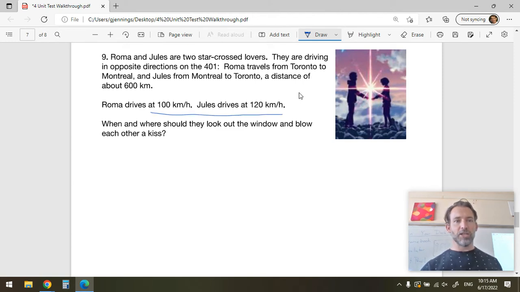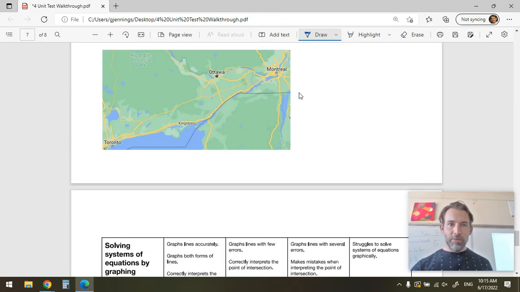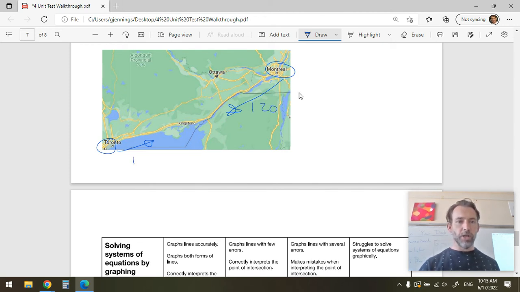They're driving in opposite directions. Jules is coming from Montreal. Roma is coming from Toronto. If I'm coming from Montreal towards Toronto, and you're coming from Toronto towards Montreal, we're going to meet in the middle. That's a logical answer. If I'm going 120 and you're going 100, well, I'm going to meet a little bit further that way. There's your answer, Kingston.